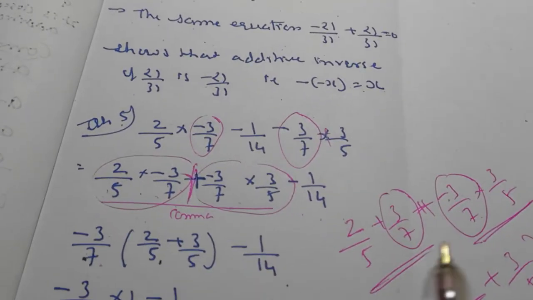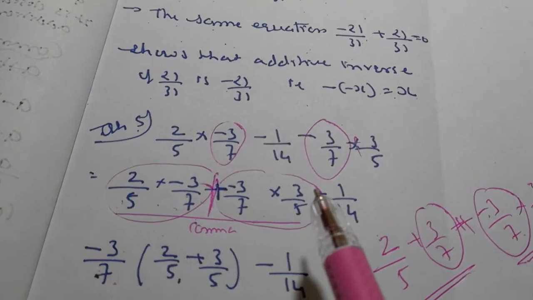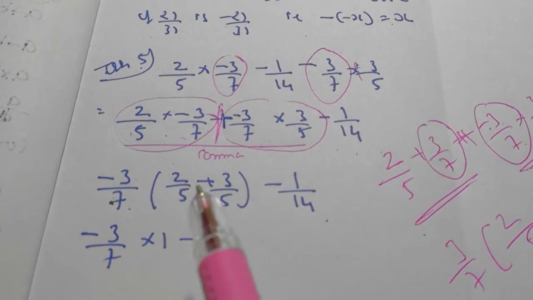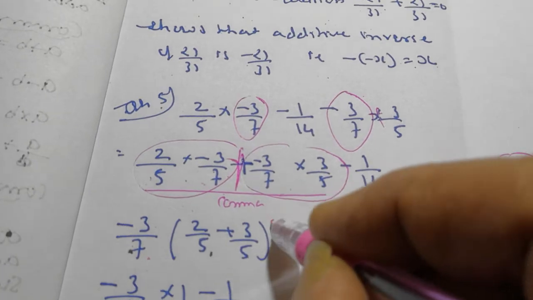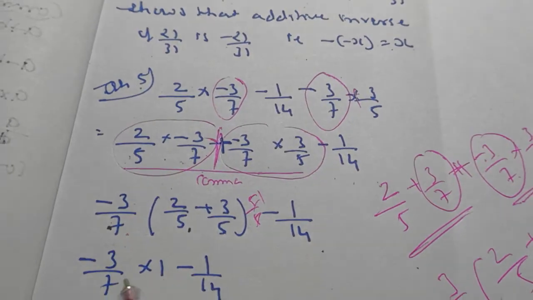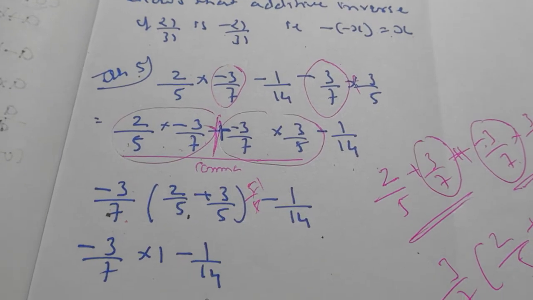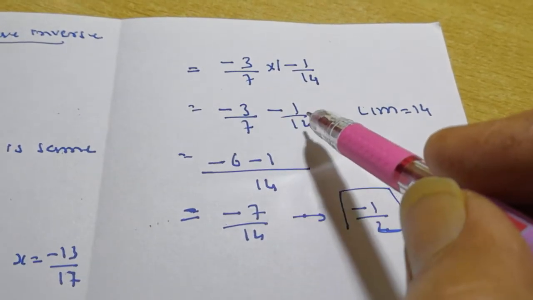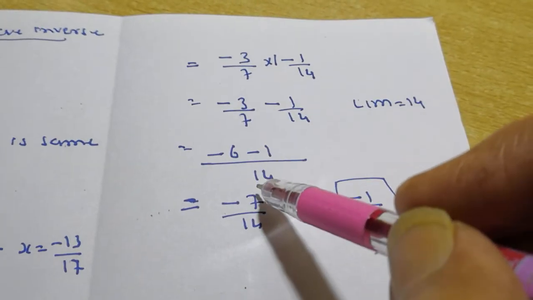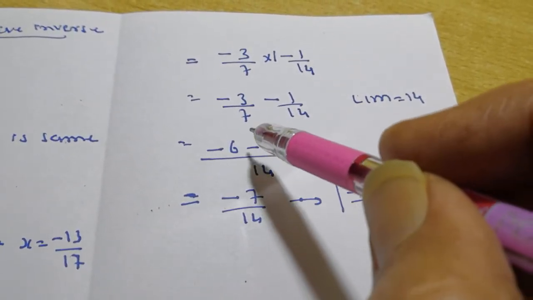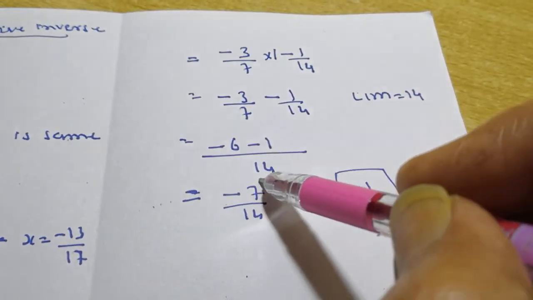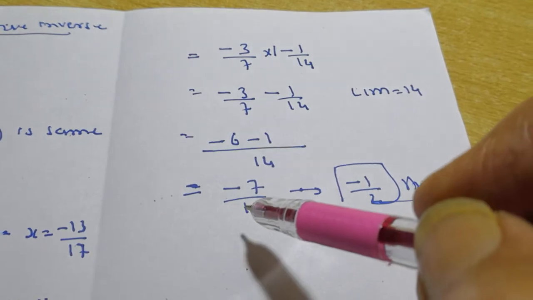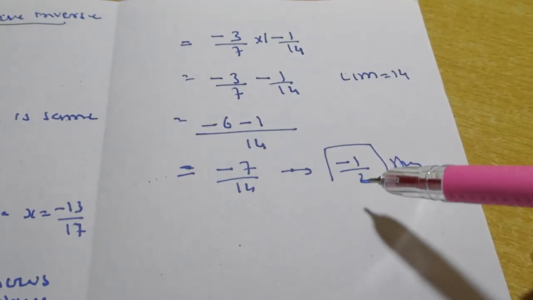3 upon 5 multiply minus 1 upon 14. So 2 upon 5 plus 3 upon 5, 2 plus 3 is 5, 5 upon 5 is 1. So it is 3 upon 7 multiplied by 1 minus 1 upon 14. So 3 upon 7 multiplied by 1 is 3 upon 7 minus 1 upon 14. Taking LCM, 14 is the LCM. So multiplying 7 by 2 I am going to get 14, so I multiply the numerator by 2. So 3 2s are 6 minus 1, that is 5 upon 14.